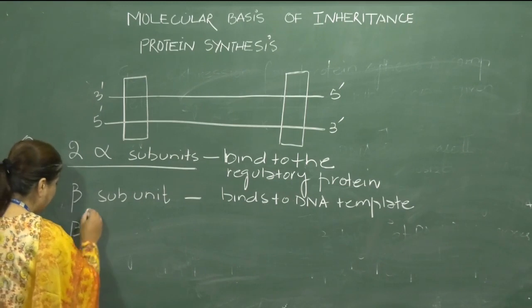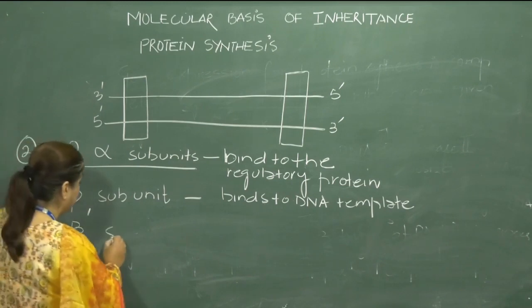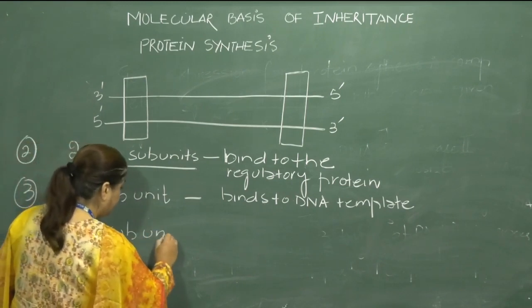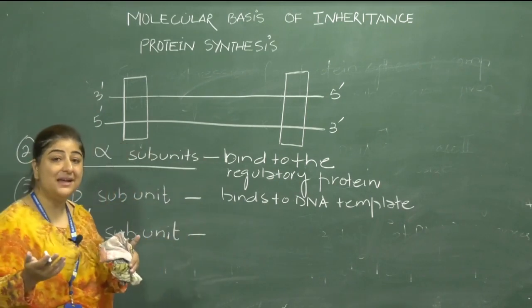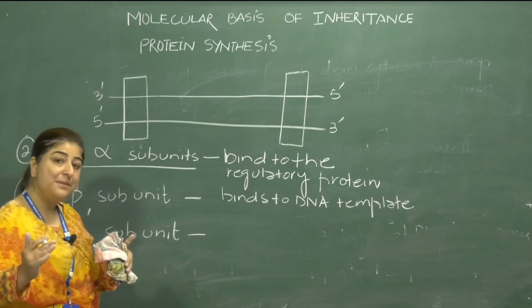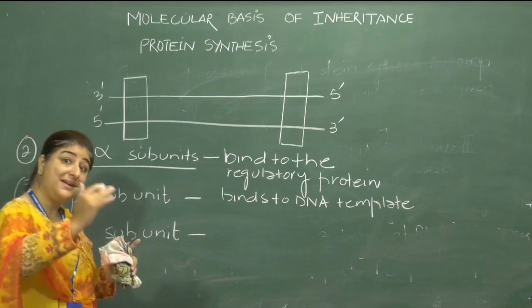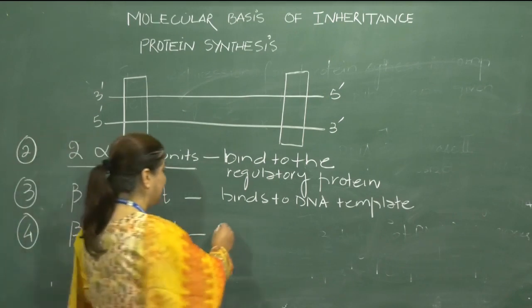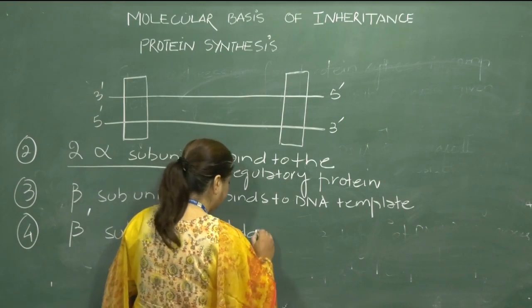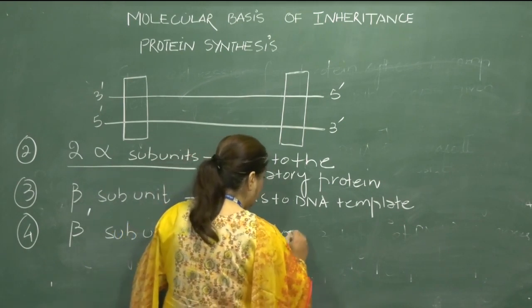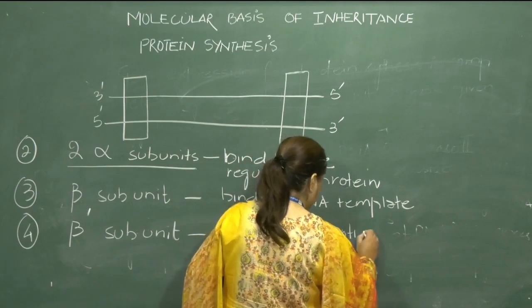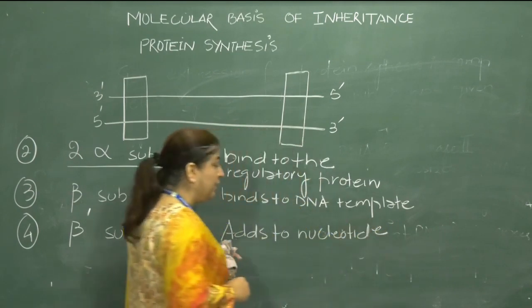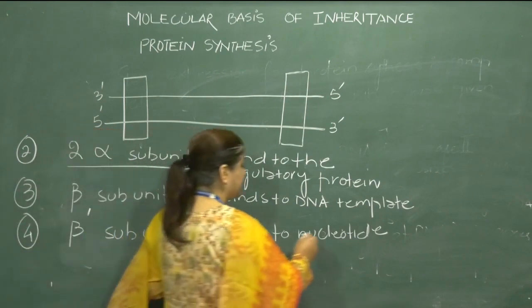is the beta dash subunit. The function of this beta dash subunit is that it helps in the polymerization, or it adds nucleotides.